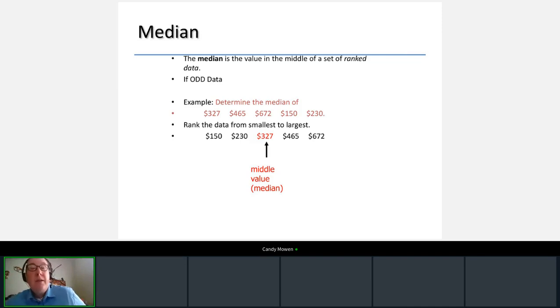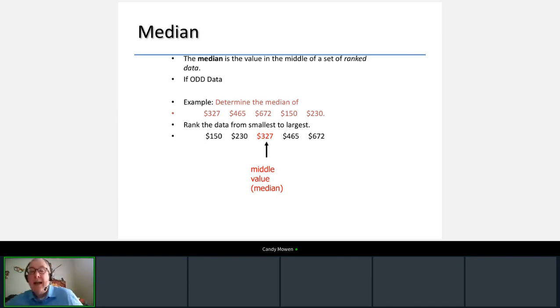Here again, the median is the value in ranked data. When we say ranked, place them in ascending or descending order. We have numeric values here. We have 5 pieces of data. Look right in the middle. That's the median, $327.